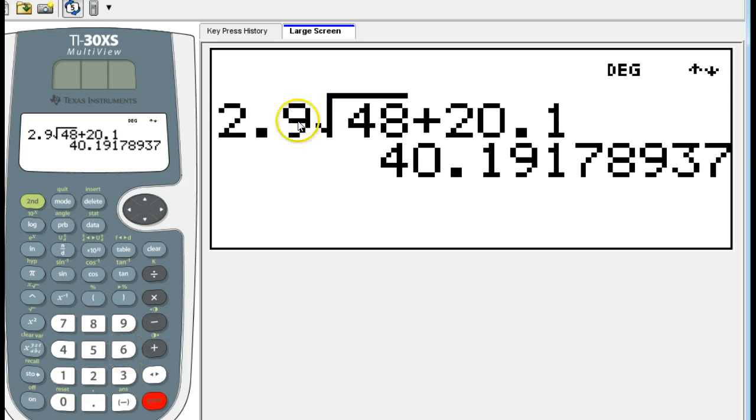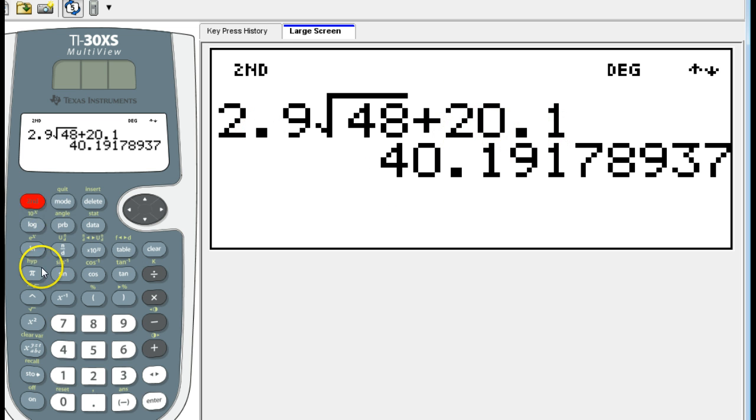Now imagine that we could not use our TI-30XS MultiView, and instead we had only a 4-function calculator. Well, I say 4-function calculator, but even a basic calculator has a square root button on it. So we could take the square root of 48 very easily. My strategy is going to be to start by taking the square root of 48, and then multiply by the 2.9, and then add the 20.1.